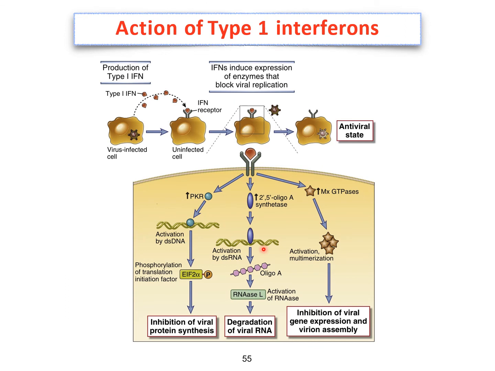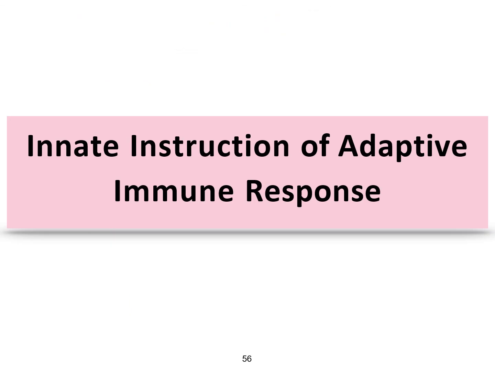So the released interferons, how do they act? Interferons induce expression of enzymes that block viral replication. The main thing is blocking viral replication, leading finally to an antiviral state. This involves inhibition of viral protein synthesis, degradation of viral RNA, and inhibition of viral gene expression and virion assembly. All these lead to the antiviral state.